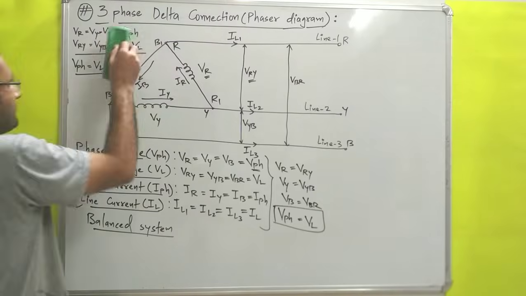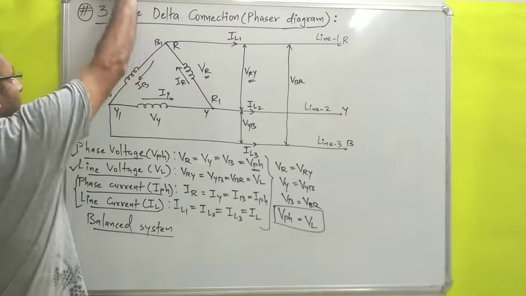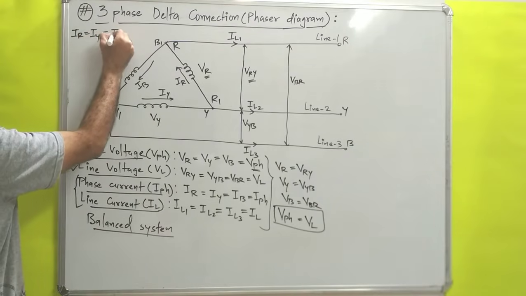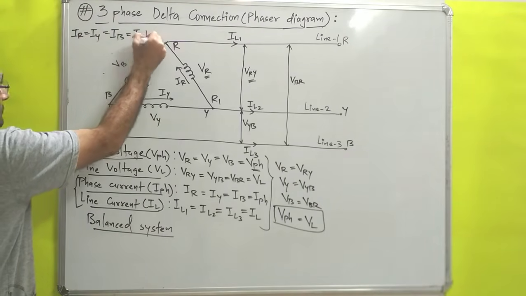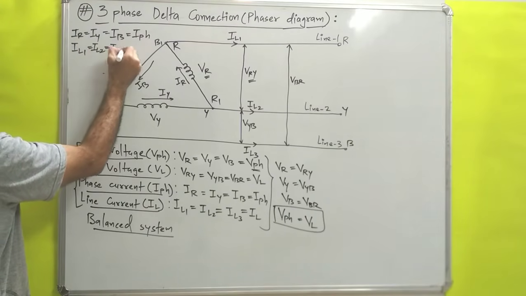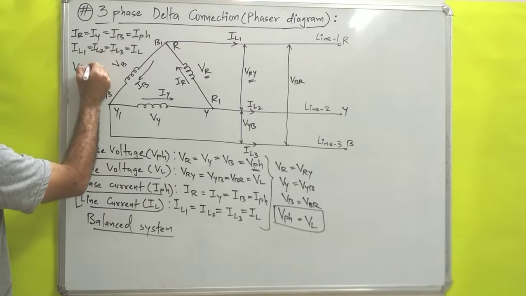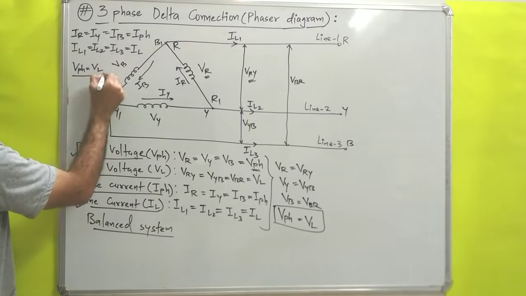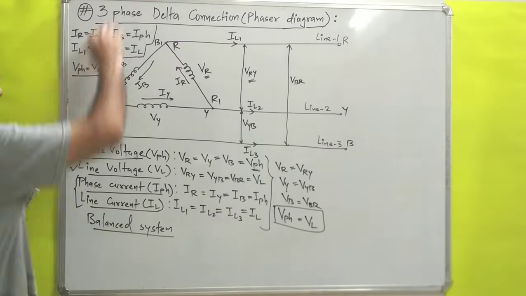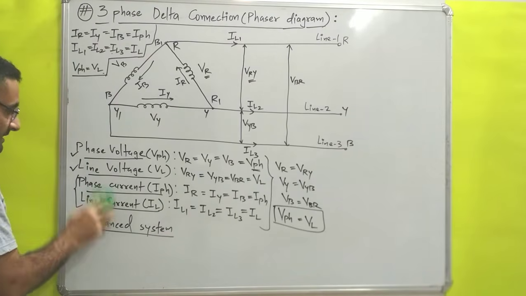So I will write about the phase current and line current. IR is equal to IY is equal to IB is equal to IPH, and the line current IL1 is equal to IL2 is equal to IL3 is equal to IL. And we have derived this relation also: IPH is equal to VPH is equal to VL. These three things you should remember. Now we are going to rub this out, because we want to derive the relationship between phase current and line current.